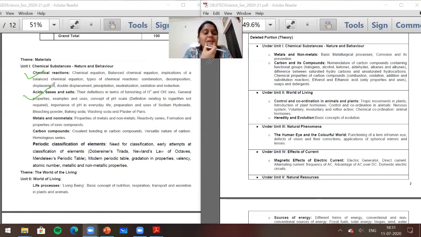Next one, metals and non-metals, was a bit confusing for the students, but what are the topics which remain? Only properties of metals and non-metals, reactivity series, and formation and properties of ionic compounds. What about the metallurgical processes, which were a big pain for many students? Metallurgical processes, corrosion, and prevention, these topics have been removed. No need to do them. 40% of the chapter has been cancelled. Only these 3 topics remain: properties, reactivity series, and formation and properties of ionic compounds.